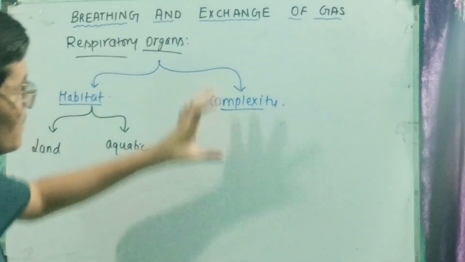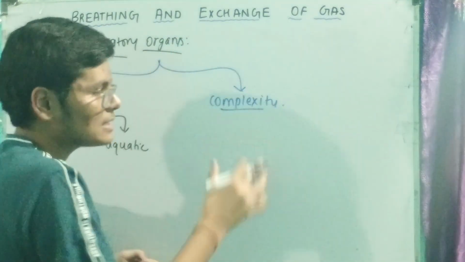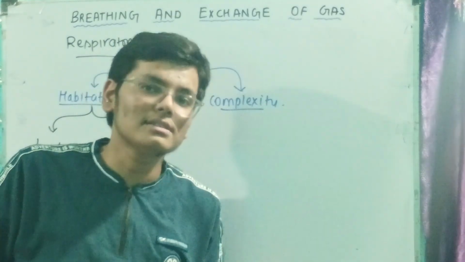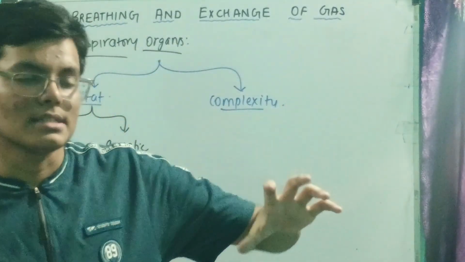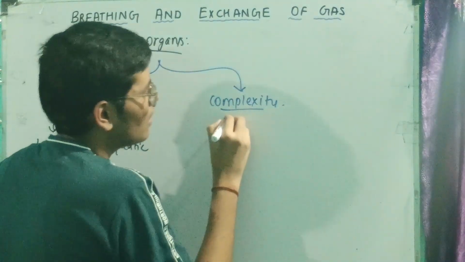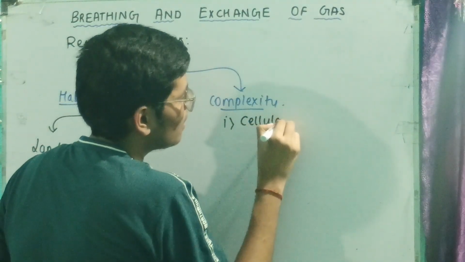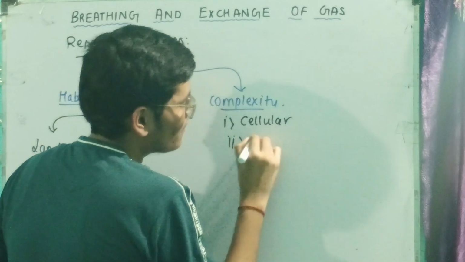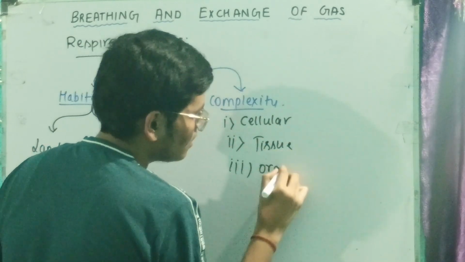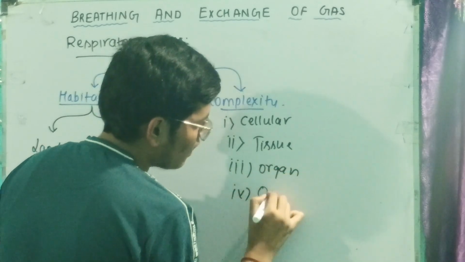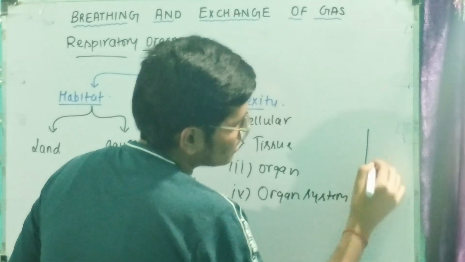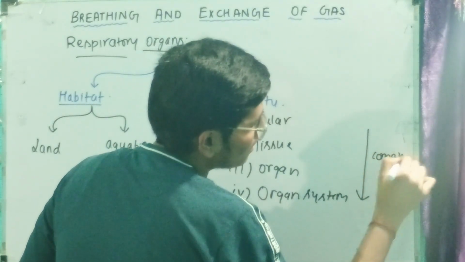Now, talking about complexity, what is the meaning of complexity? Complexity is the level of organization of the body. Now, we have learned this in the animal kingdom that any organism can have many levels of organization, like cellular level, then we have tissue level, organ level, organ system. From top to bottom complexity increases.